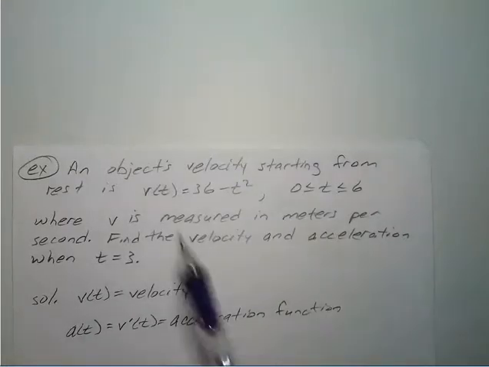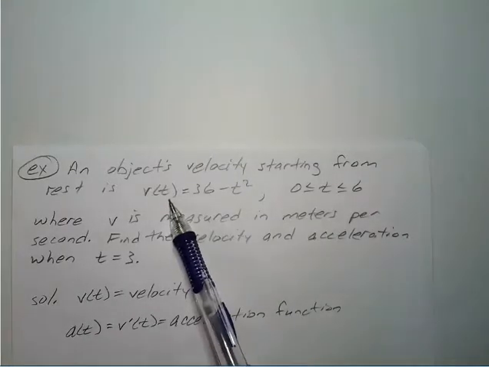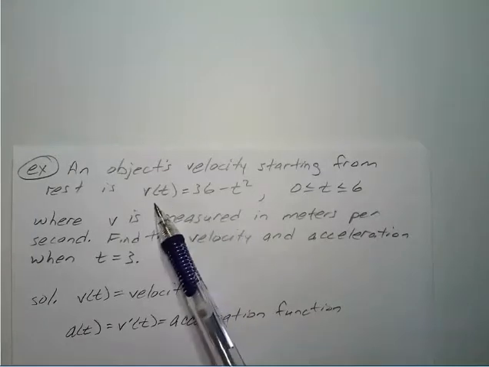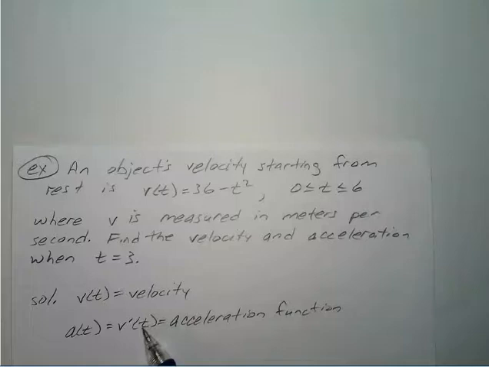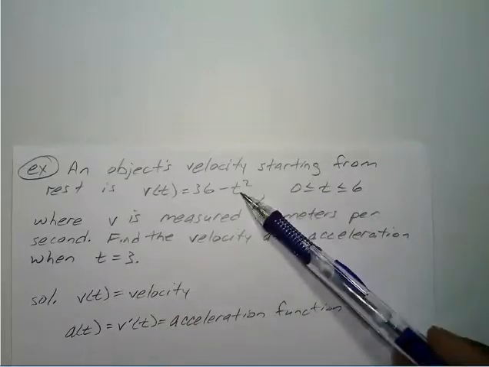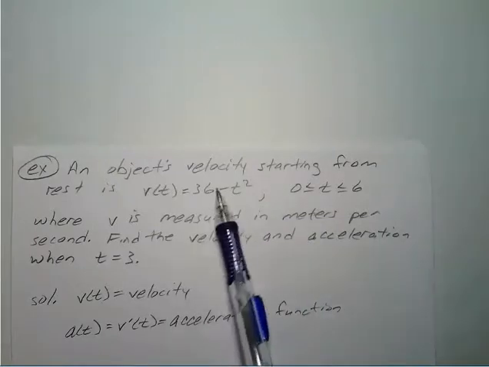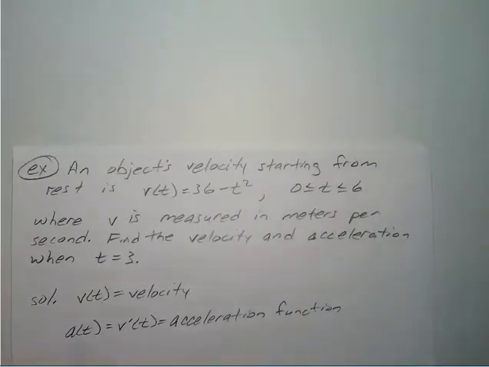Okay. Now remember, we didn't start with our position function. If this was our position function, we would have had to take the second derivative to find the acceleration. But because we're starting with the velocity function, we only have to find one derivative past that of our velocity function to find our acceleration. Okay, so you want to be really careful with that.